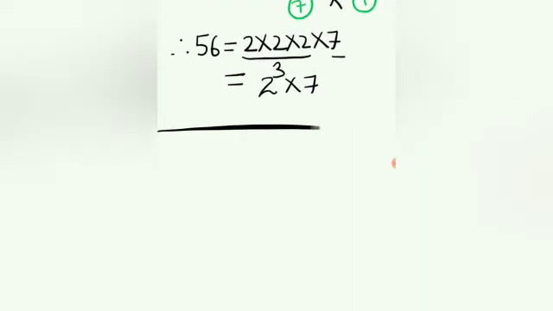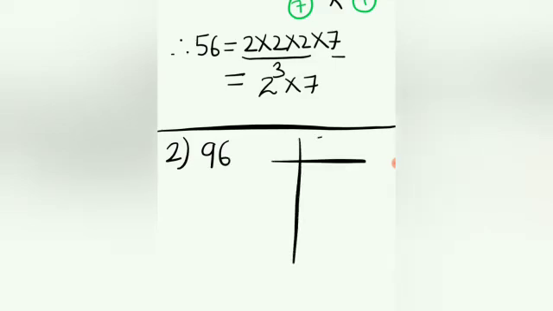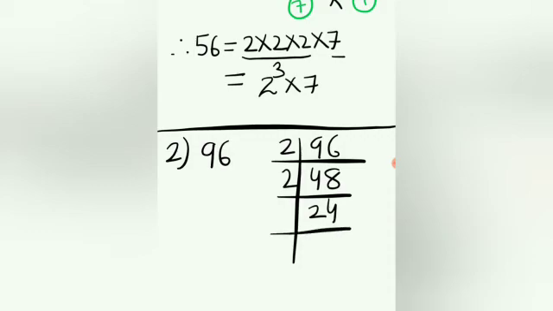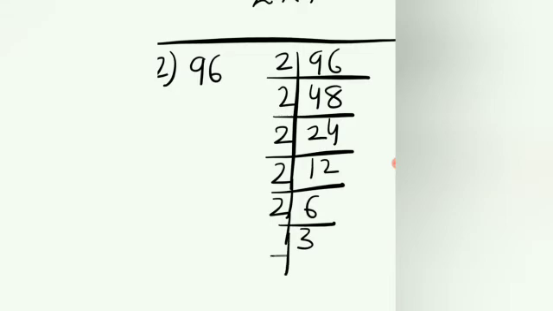Let's take one more example to understand in a better way. Let's take 96. Now we have to find the factors of 96. Then 2 4s are, 2 8s are, 2 twos are, 2 fours are, then 2 12s are, then 2 6s are, then 2 3s are, and then 3 ones are. So we have solved these factors.